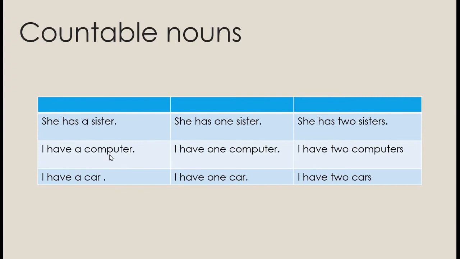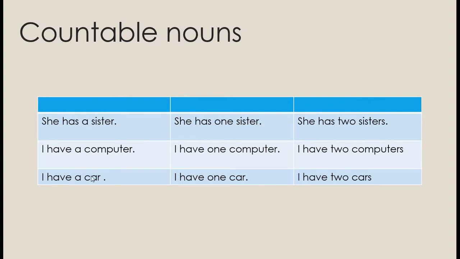I have a computer, or I have one computer. I have two computers. Number two with s, number one with computer. If we are talking about just one computer, we say one computer or just a computer. But if we are talking about more than one computer, we have to say I have two computers, three computers, four computers, all these. We can use it with numbers.